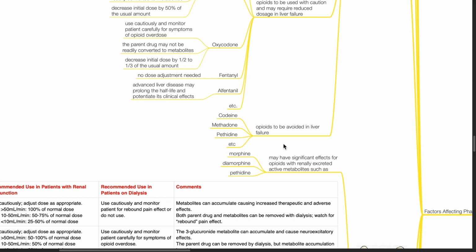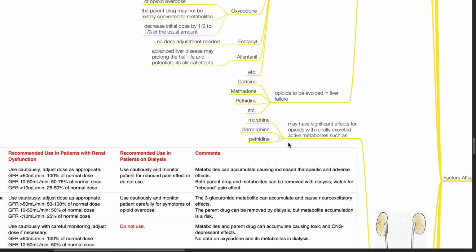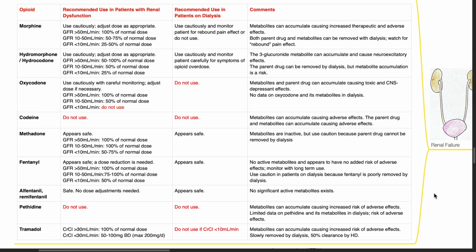Renal failure. Renal failure may have significant effects for opioids with renal excreted active metabolites such as morphine, dihydromorphine, and petidine. This table illustrates the recommended use of certain opioids in patients with renal dysfunction. For morphine, use cautiously and adjust dose as appropriate. For GFR of more than 50 ml per minute, 100% of normal dose. For GFR of 10 to 50 ml per minute, 50 to 75% of normal dose. For GFR of less than 10 ml per minute, use 25 to 50% of normal dose.